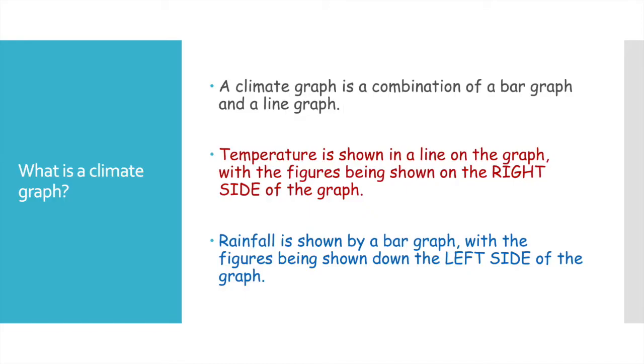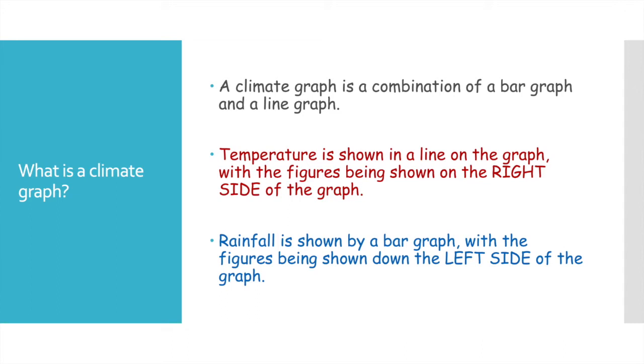So why do we need a climate graph? A climate graph is a combination of a bar graph and a line graph. That shows that it's representing two pieces of information, or two measurements, at one time. So instead of having two completely different graphs, you can have one, with more condensed information in one graph.